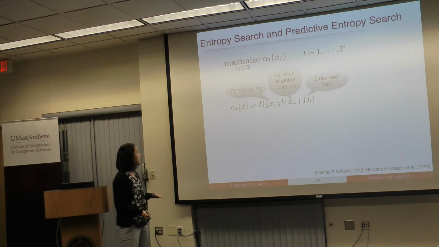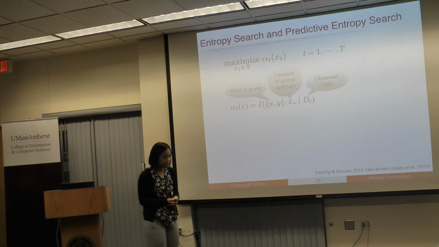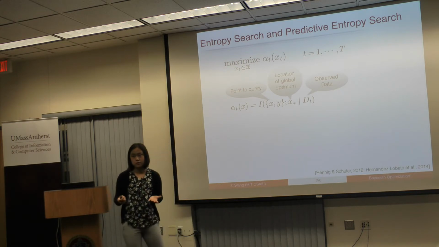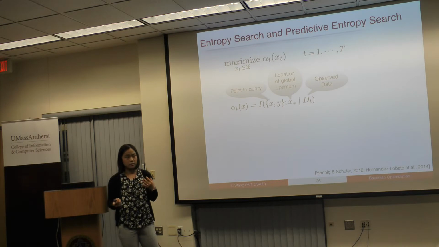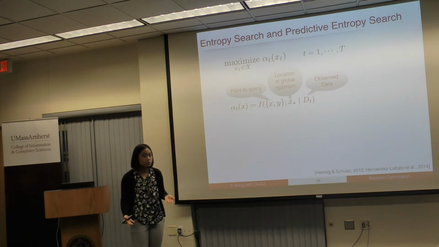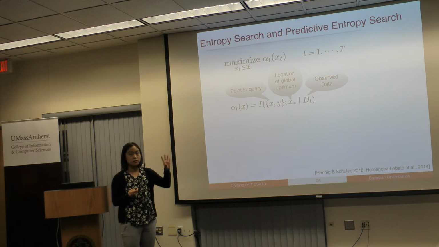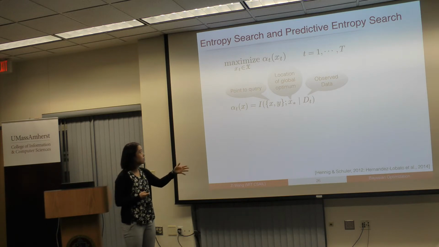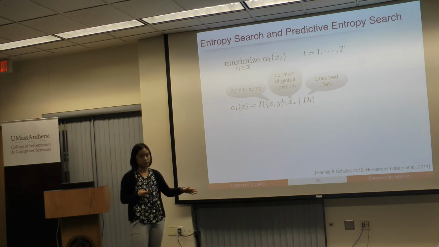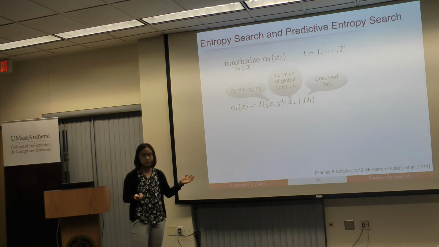So the basic idea here is that we're going to think about our acquisition function as some guidance for us to get to the global optimal, right? And in order to do that, we're going to look at the mutual information between the points we're going to query and the location of the global optimal, given some observed data.